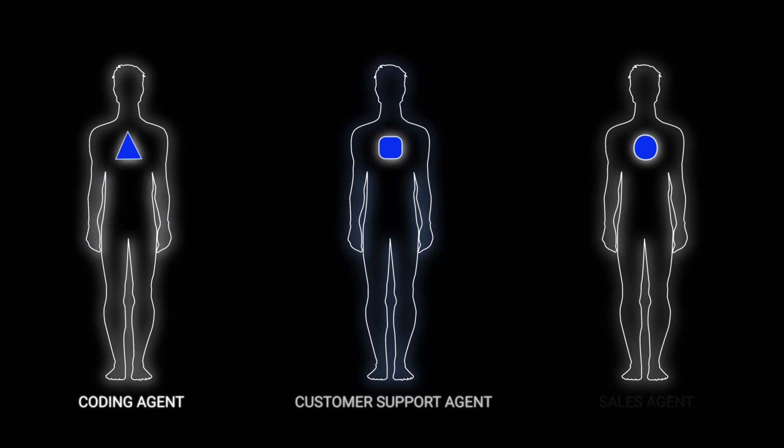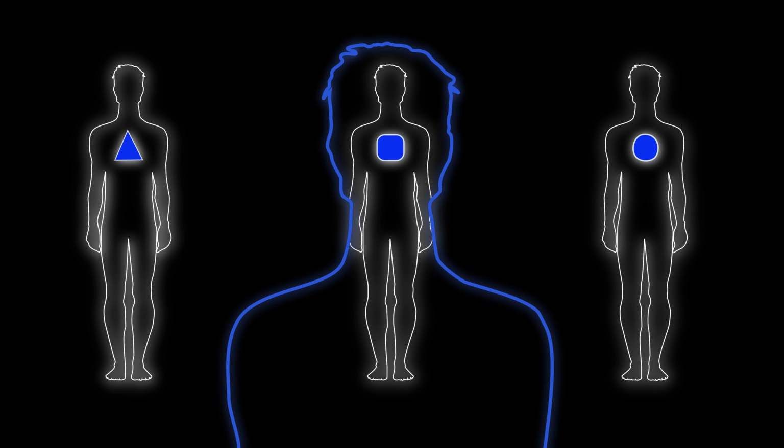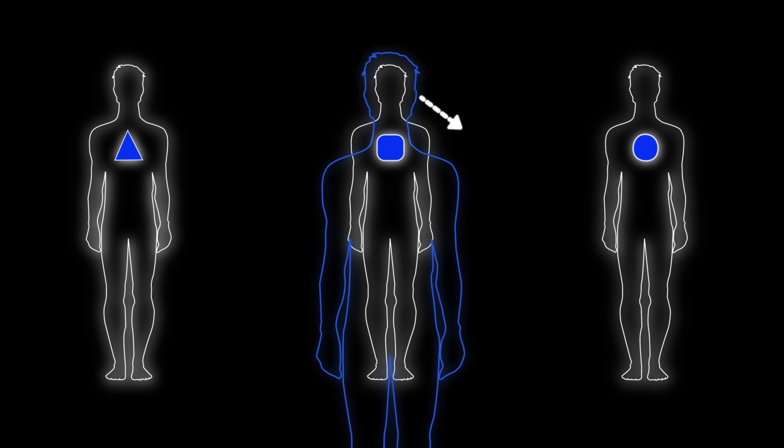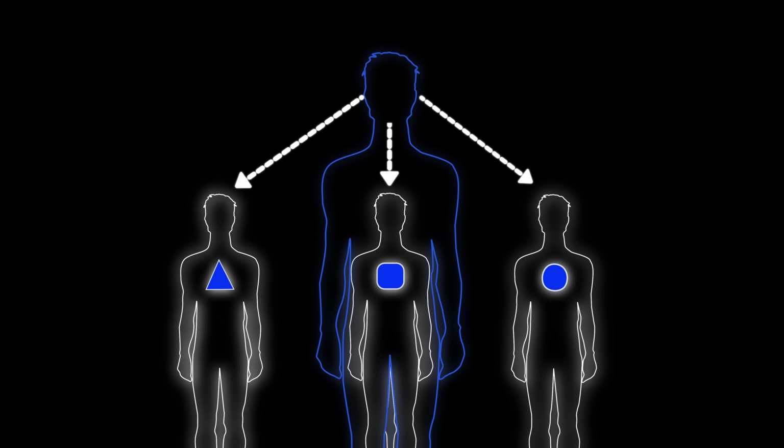Each agent is focused on a specific role and only uses the tools needed for that job. Then we add an orchestrator agent that delegates tasks based on context. That way, the system stays organized, efficient, and more scalable, just like a well-run team. So yeah, today's AI agents are just getting started.